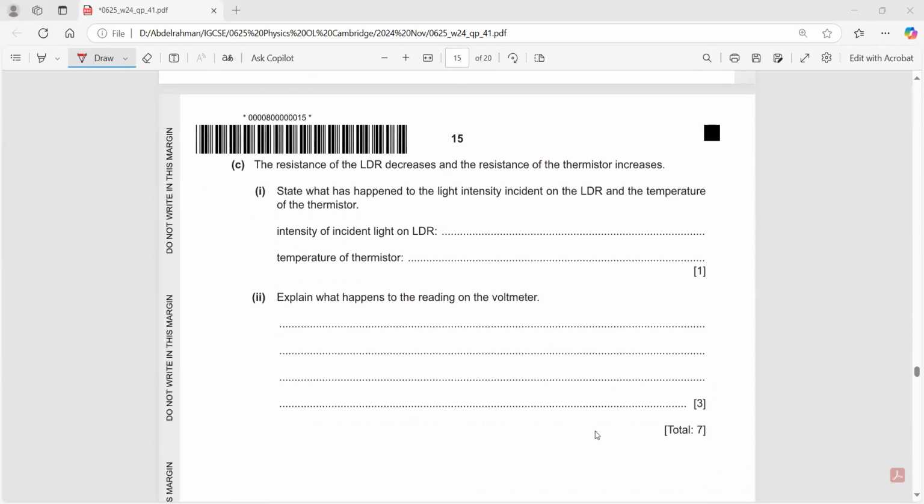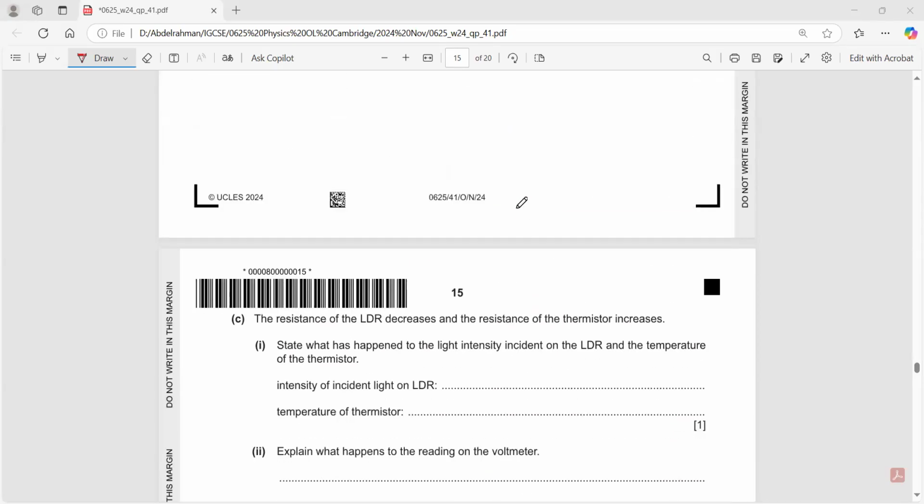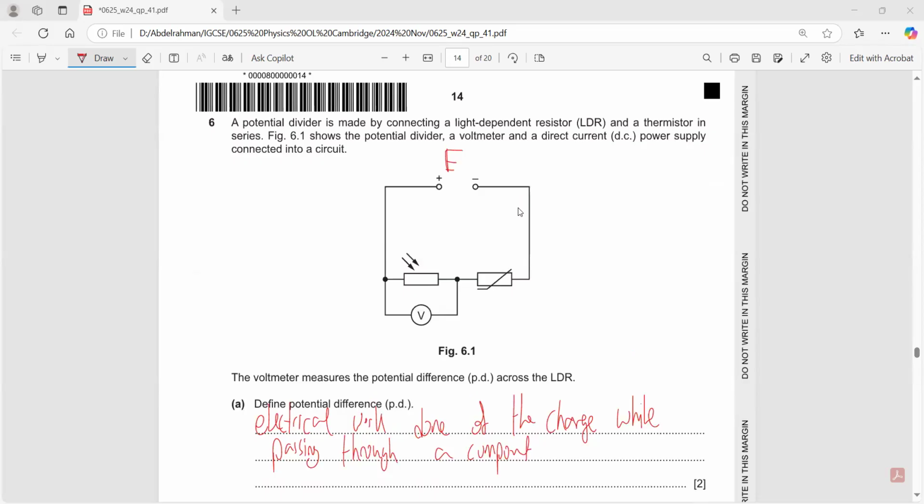The resistance of the LDR. Okay, do I have to say the reading? No, we don't have to say the reading. The resistance of the LDR decreases and the resistance of the thermistor increases. Let's write it down: the resistance of the LDR decreases and the resistance of the thermistor increases.